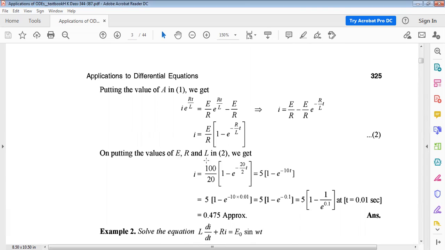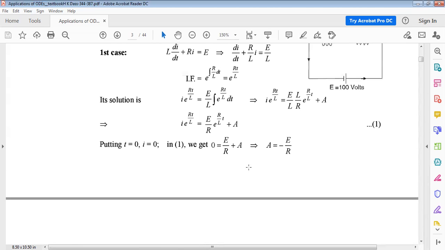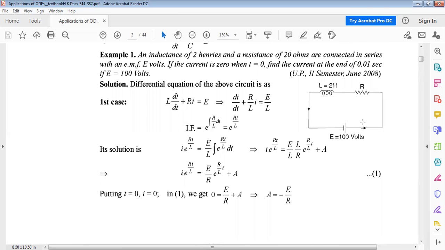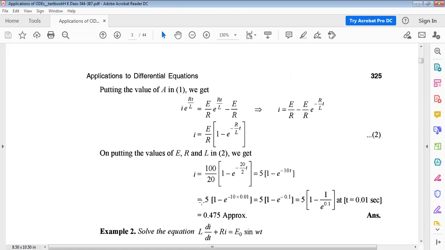On putting the E, R, L values, which are given: L equals 2, E equals 100, R equals 20 ohms, and time equals 0.01 second. After putting all these values, we get the electric current as approximately this many amperes.